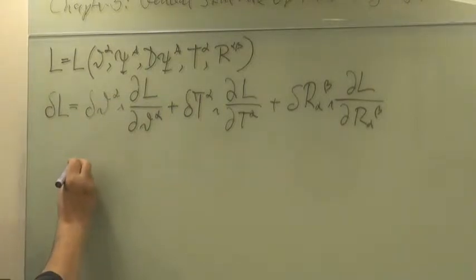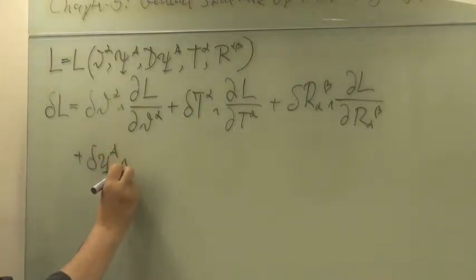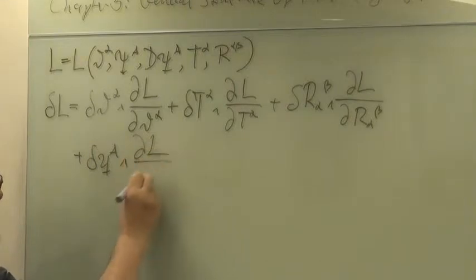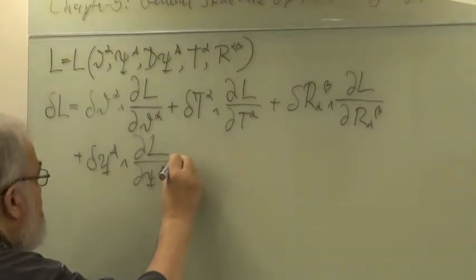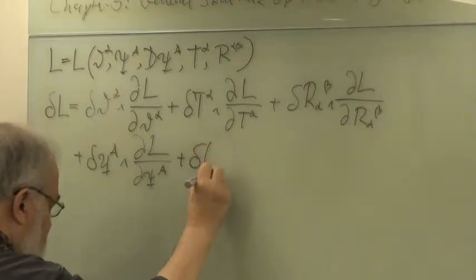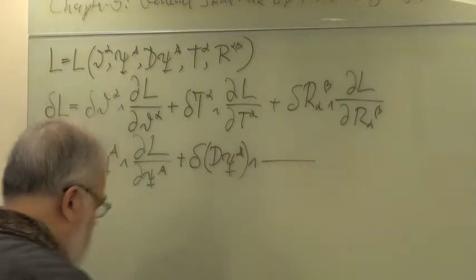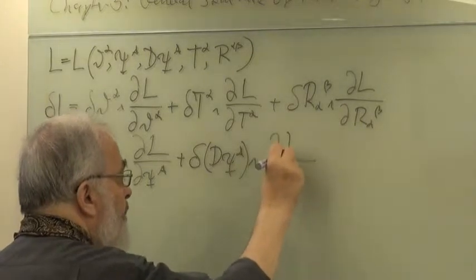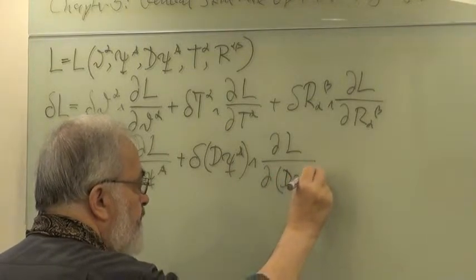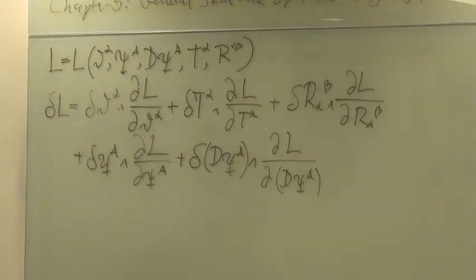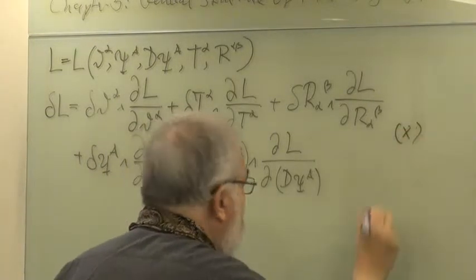And then we need the meta pieces. We vary the psi: plus variation of psi A, which partial L over partial psi A, and now we have to vary the covariant first derivatives, plus variation of capital P psi A, which partial L over partial covariant exterior derivative of psi A. Okay, this formula is a general formula which let me call it X. I will use it later.